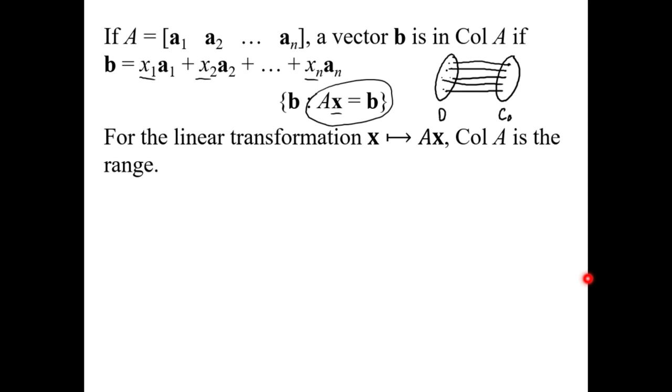Each of these points is in the range, because each of them actually has something mapping to it. But the codomain might have other entries that do not get mapped to. So the range is the entries that actually get mapped to, and the codomain would be basically everything in that set, even if some of them don't get mapped to.